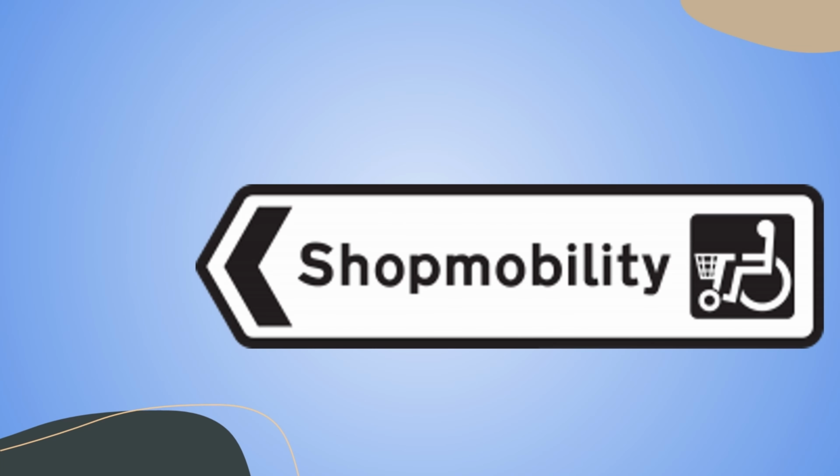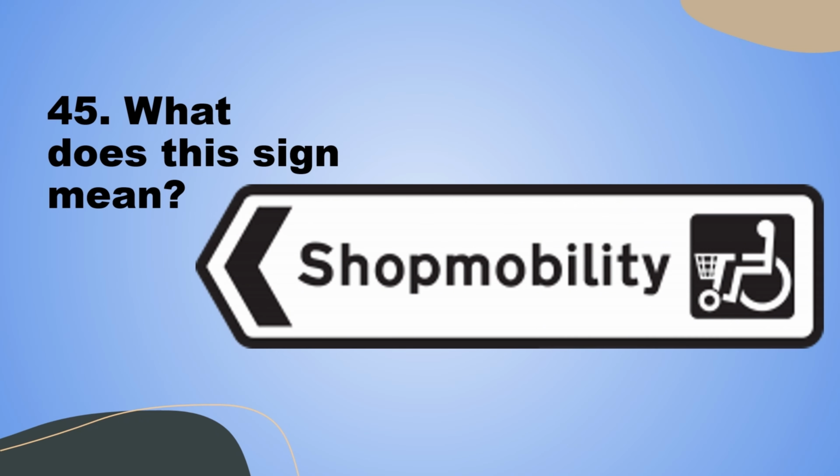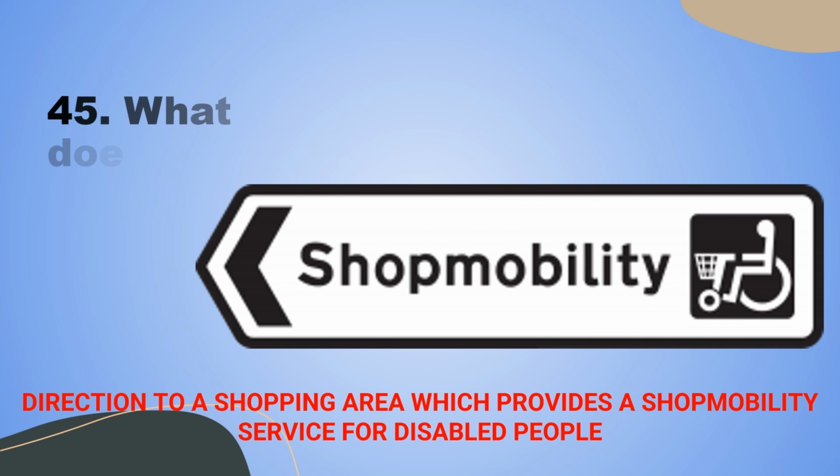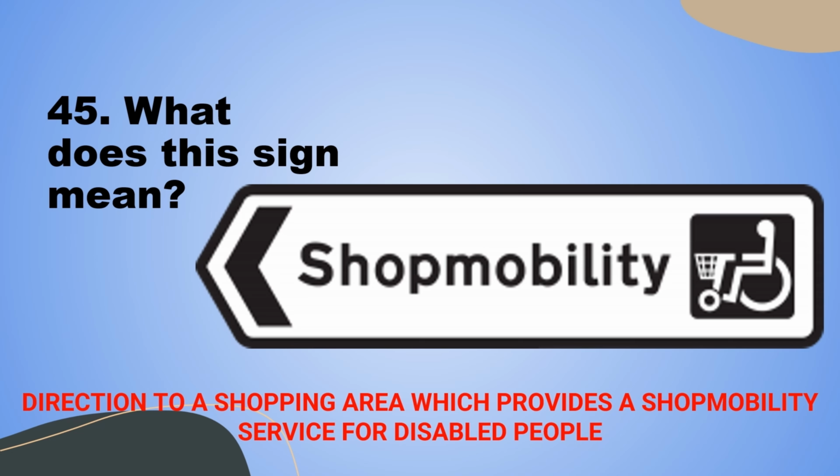Next question. What does this sign mean? The direction to a shopping area which provides a shop mobility service for disabled people. Having a look at the sign, you can kind of associate what it says on it with what it means, shop mobility. So this is a shop and you can be mobile to get to the shop. So the direction would be to the left, and you can see there that there are facilities for disabled people.